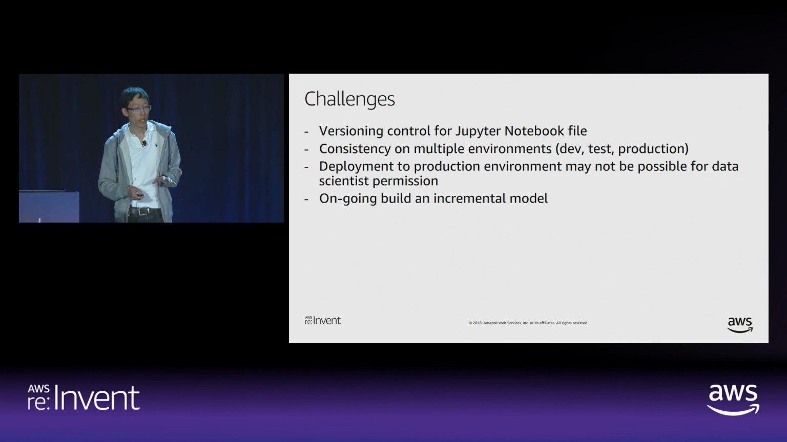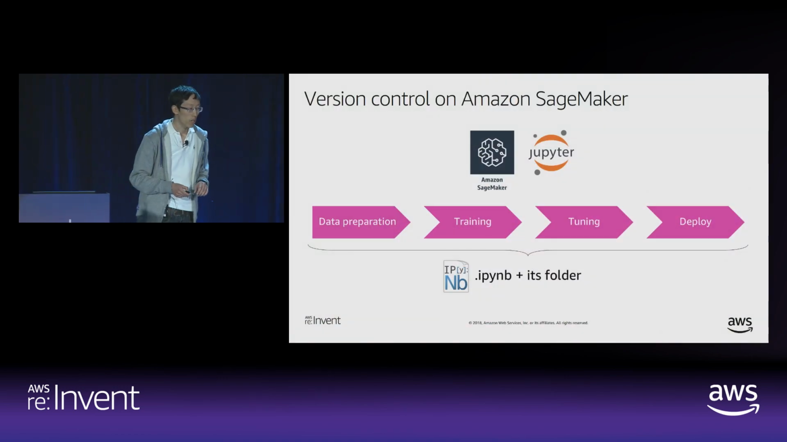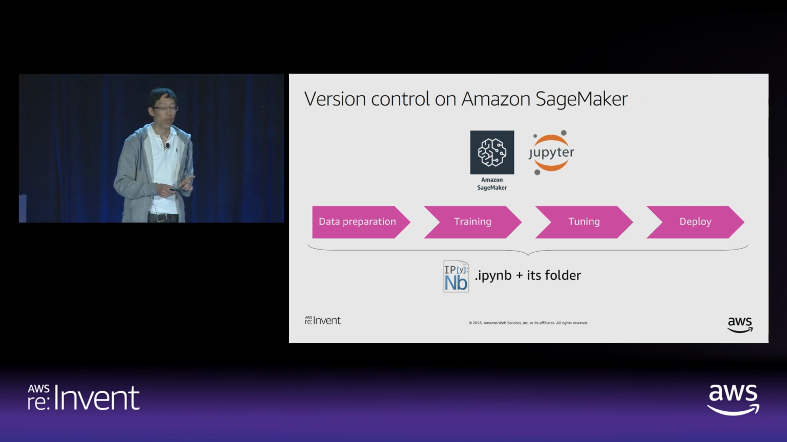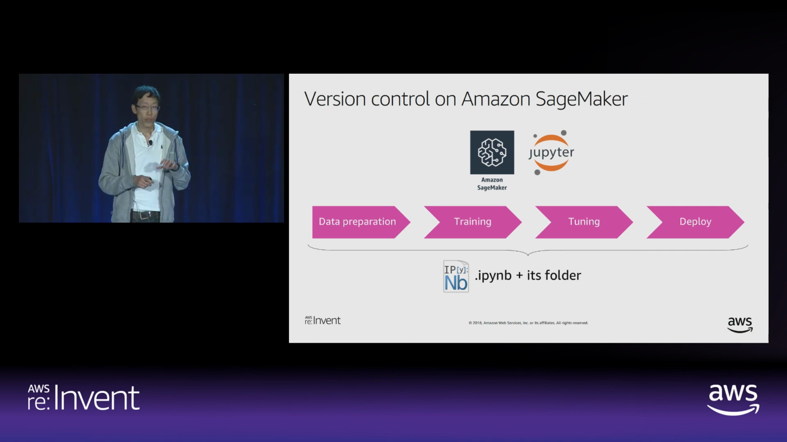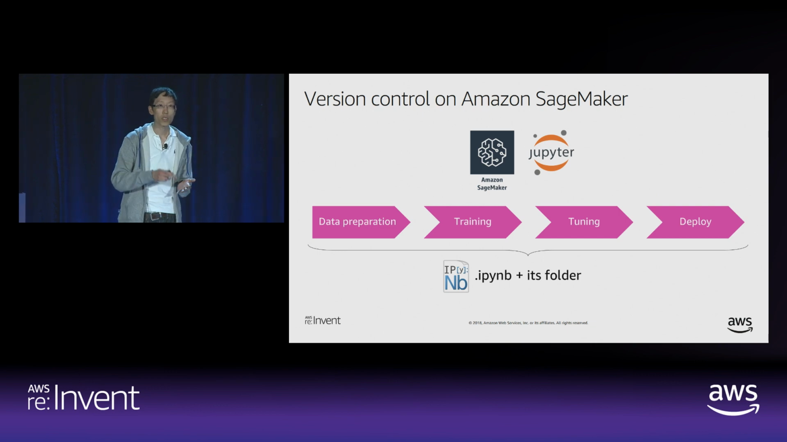So with this challenge, we're going to do CICD on SageMaker. The first one is we're going to do the version control, right? The data scientists do all things inside SageMaker, from the data preparation, the training, the tuning, and also the deployments.